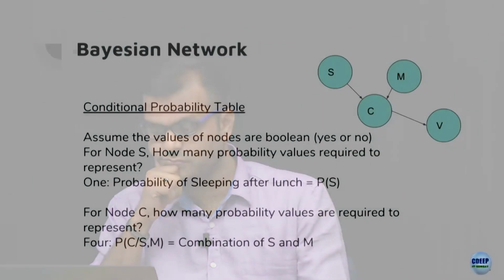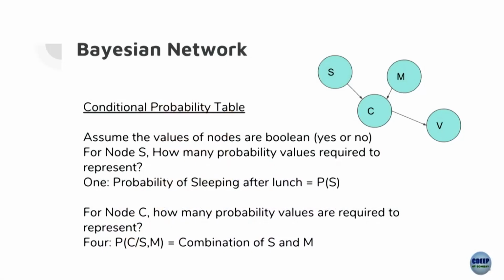For a node V, how many values do we need? Two. What are the two? Probability of V given C, and V given not C. Just two values. Did you understand? The answer is simple. If there is no parent, it is 1. If there is one parent, it is 2. If there are 2 parents, it is 2 power 2, 4. If there are 3 parents, 2 power 3, 8. C has 2 parents, S and M. V has only 1 parent. Since it is binary, I am just putting 2. If it is 3 values, it is 3 power 1, 3 power 2, 3 power 3. Got it?